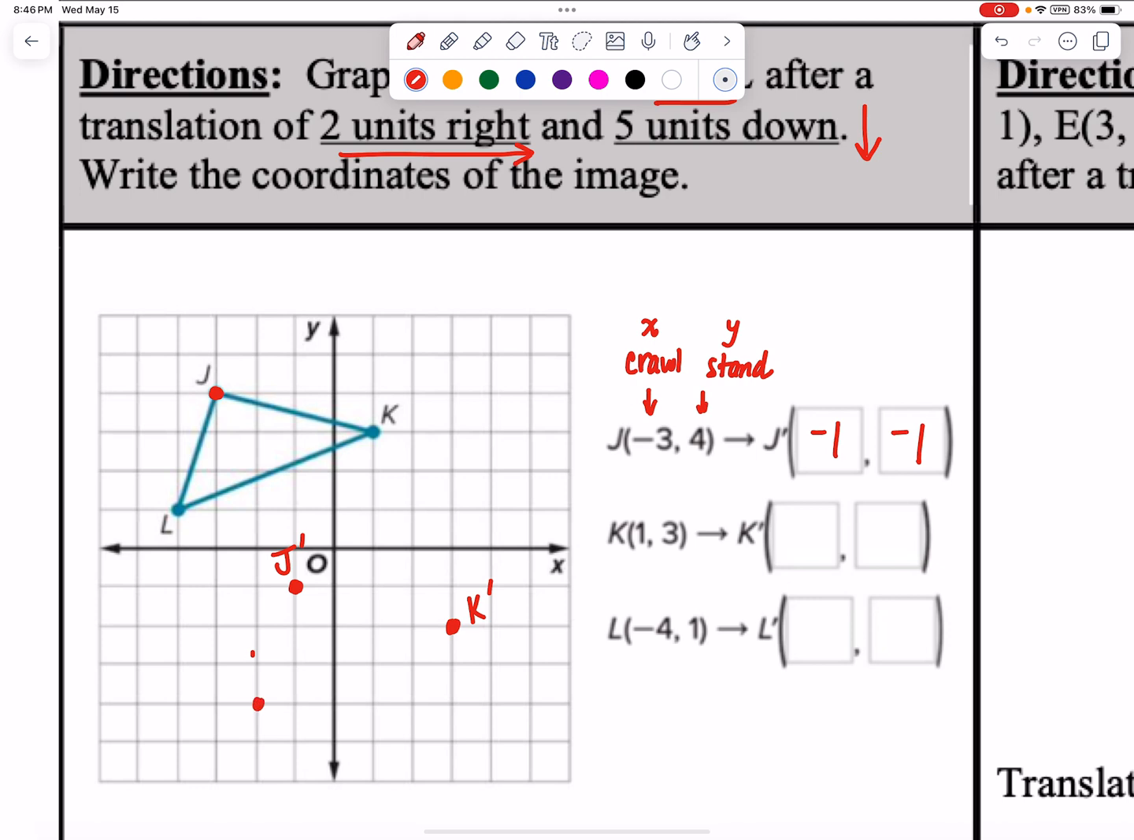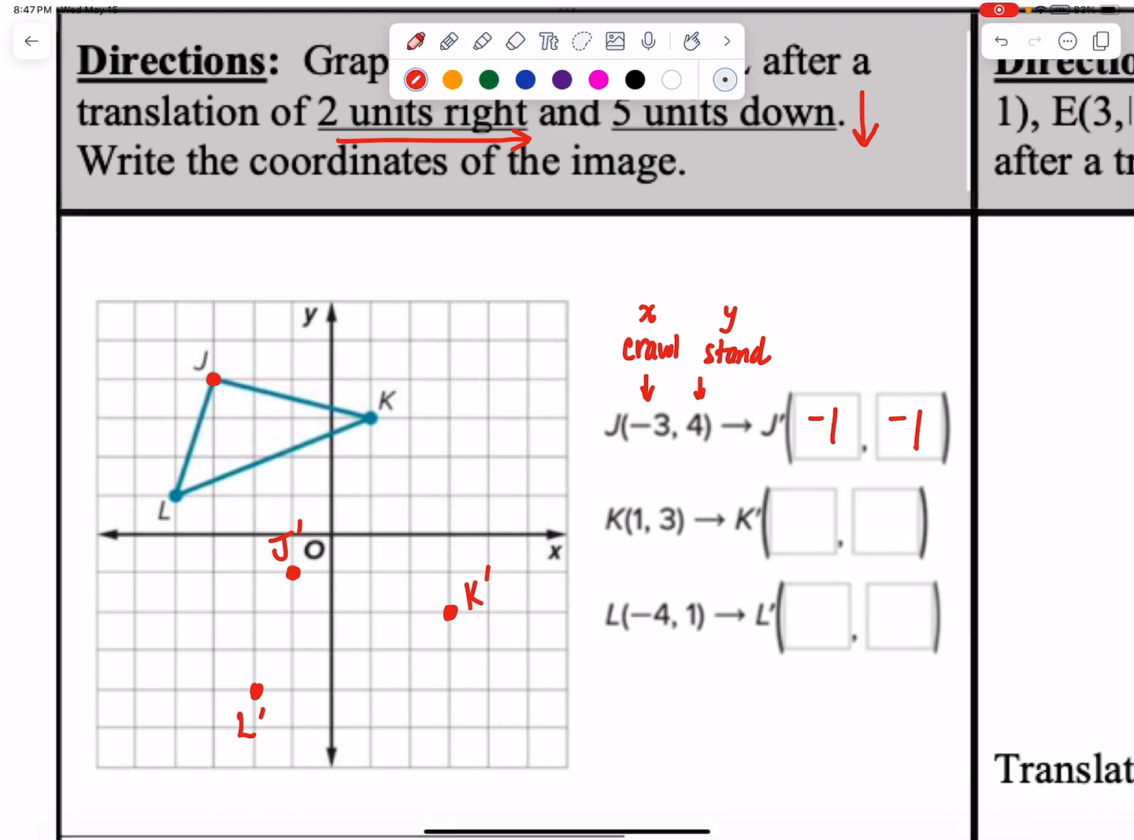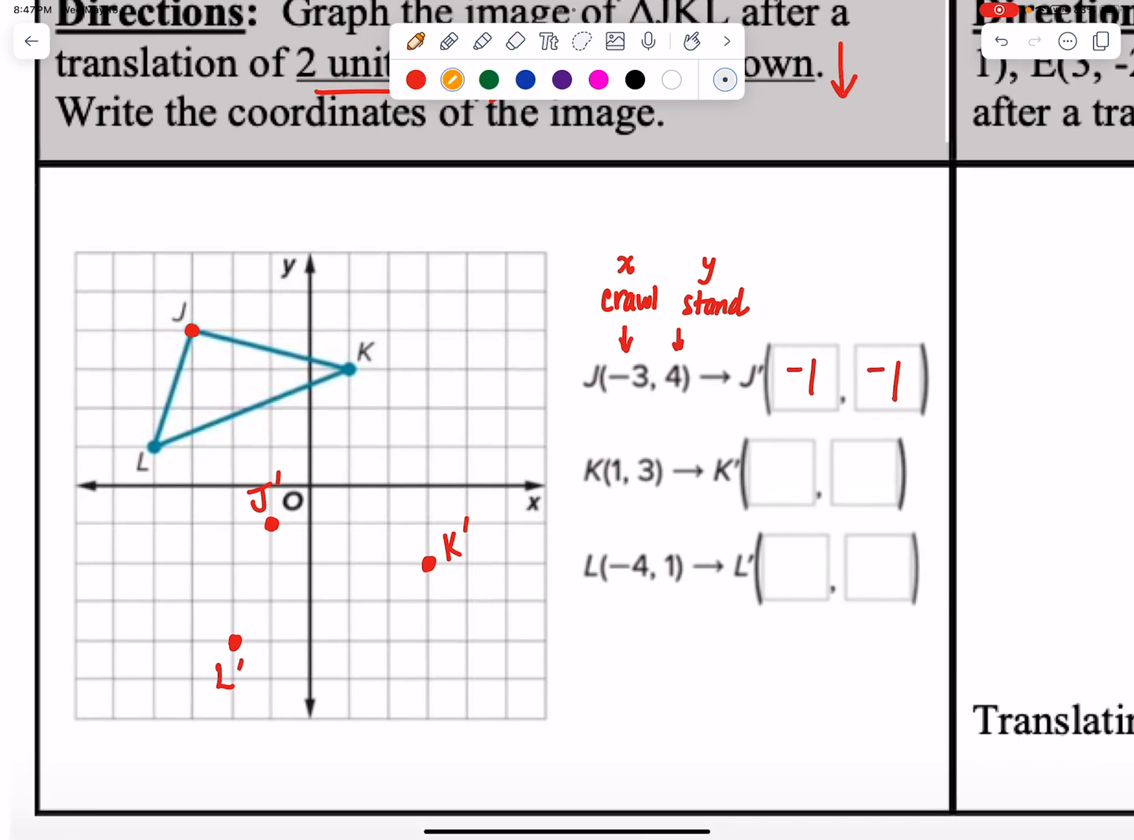And we end up with L prime right here. So every time you do this, I want you to label the points like that. Okay, now we can go ahead and connect them. You can use your great tool of locking in that line segment. Just go anywhere, lock it in, and then connect it. Go again, straight line. Now I can move it around and lock it in to connect. So you can see we stayed the same shape, the same size. All we did was slide.